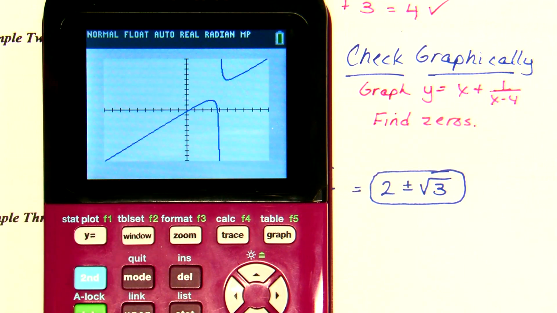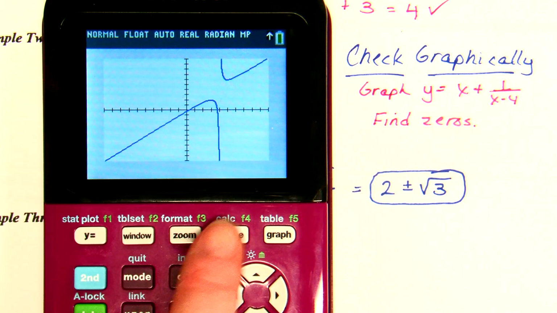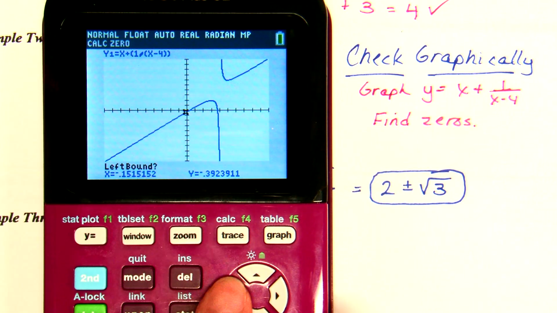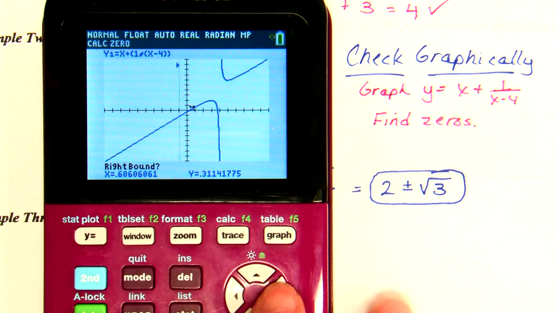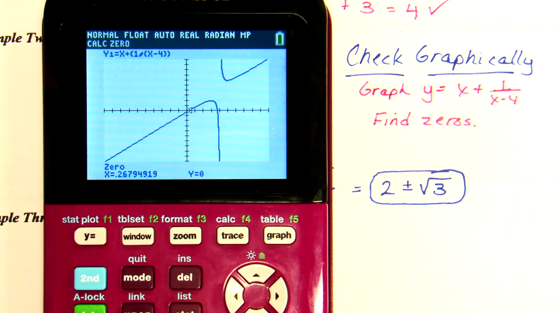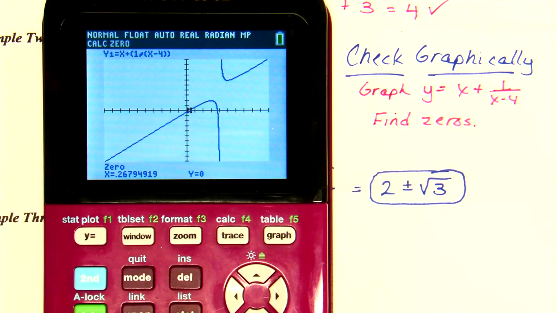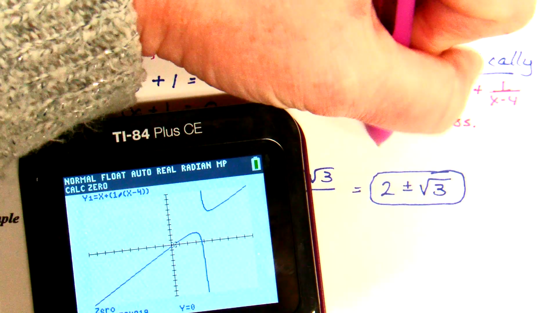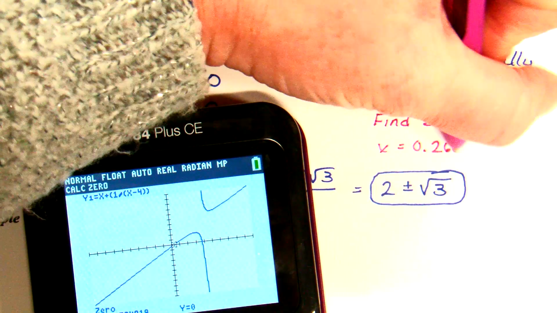Okay. Zeros, do you remember how to find zeros? Second calc, number 2 is zero. Left bound, right bound around those x-intercepts, right? And I have a zero of 0.26794919. I'm going to write that down for the moment. Or you can go and check and see if that matches up with 2 plus radical 3, right? I'm just going to write it down for a moment as 0.26, I'll round it to 0.268.